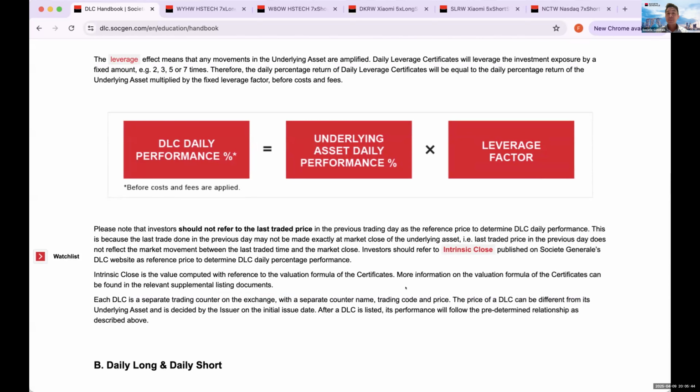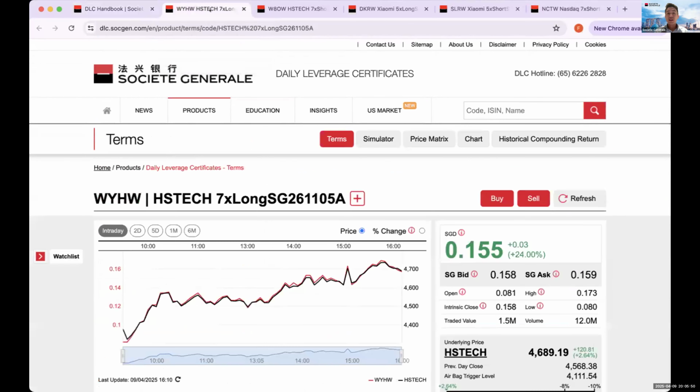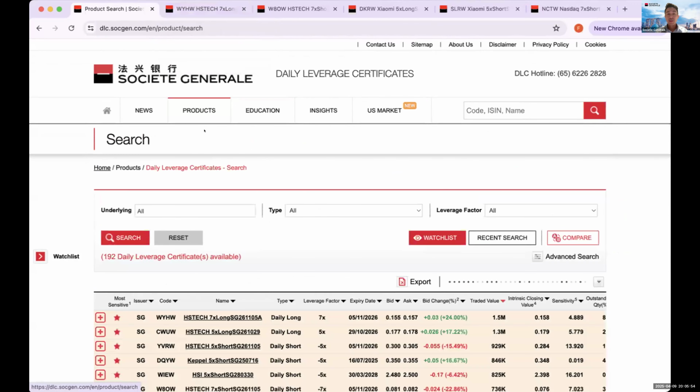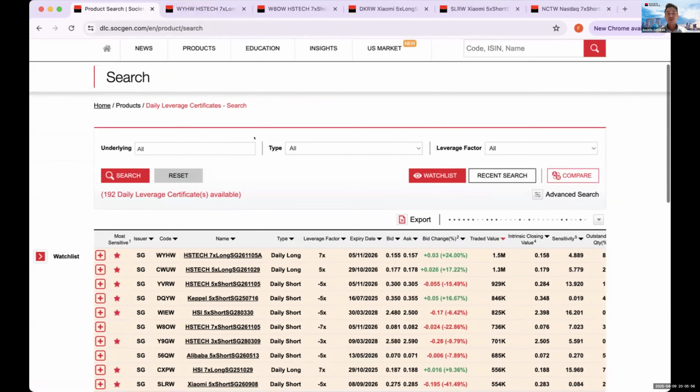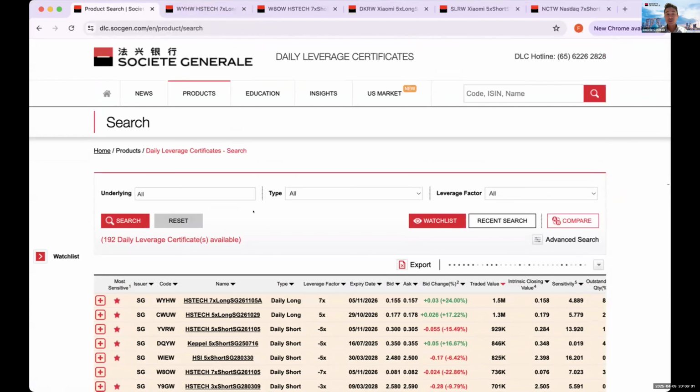All right, so let's look at some examples over here. Just now, the focus today is on Hong Kong. All right, Hong Kong, China market. So let's look at this. If you go to our product search page, that's where you see the full list of the almost 200 DLCs that we have listed on the SGX.